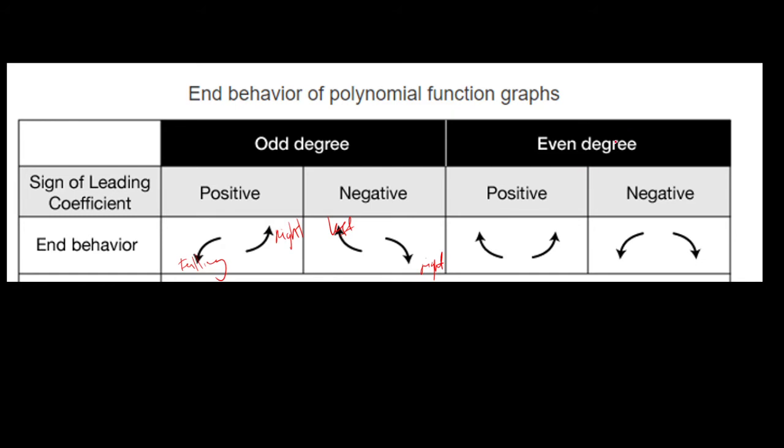If it is an even degree with a positive leading coefficient, automatically both are rising, both left and right. If the leading coefficient is negative, automatically the end behavior will be both falling, both left and right. So that's how you describe the end behavior of the graph.